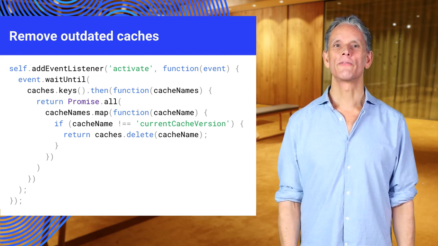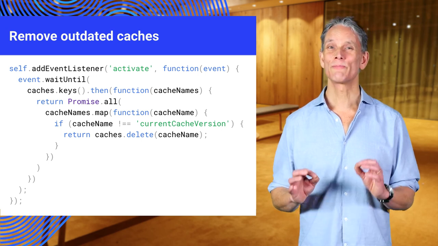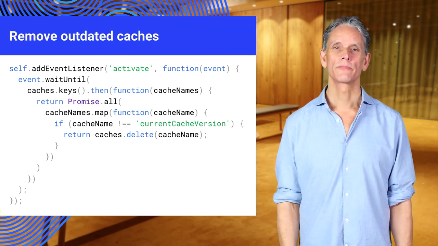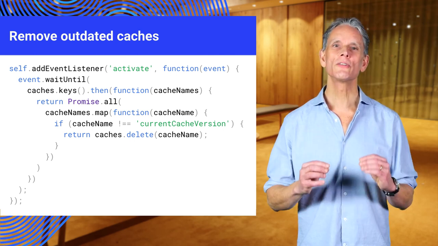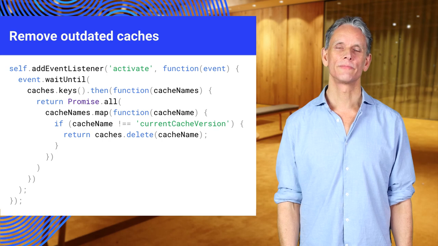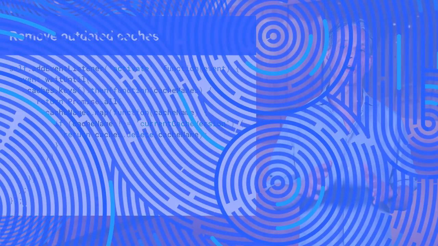During activation, other events, such as fetch, are put into a queue, so a long activation could actually potentially block page loads. Keep your activation as lean as possible. Only use it for things you couldn't do while the old version was active. It's important to remember that caches are shared across the whole origin.